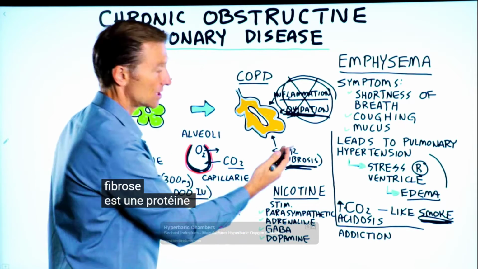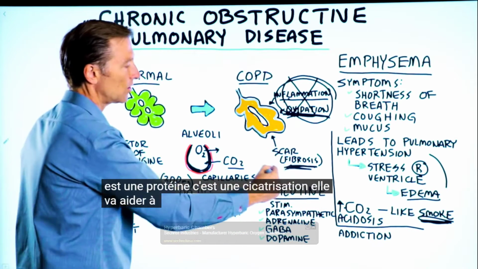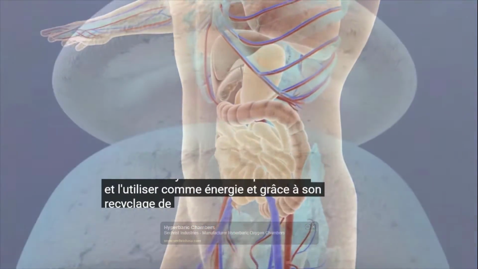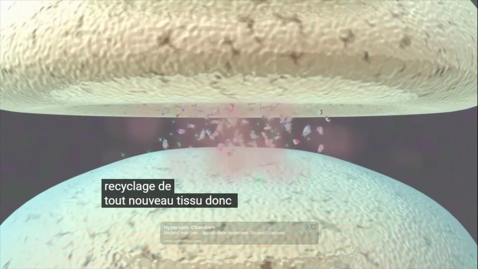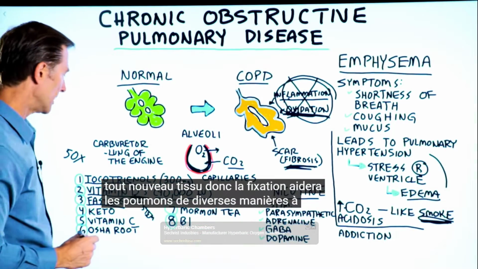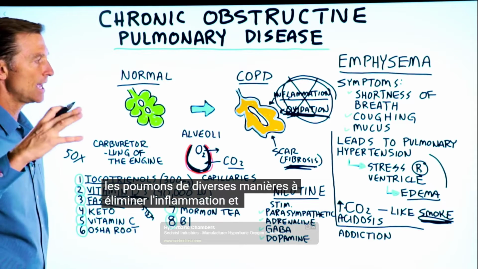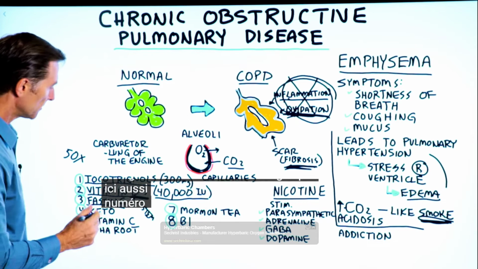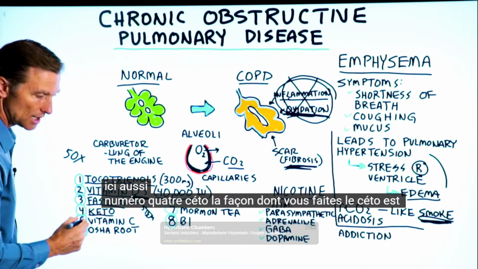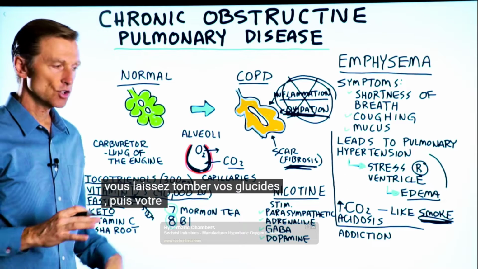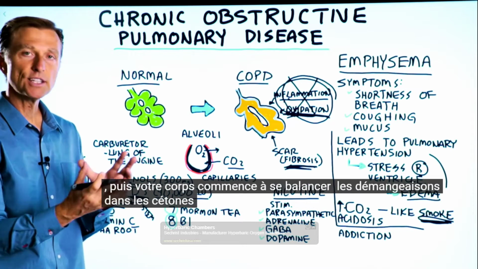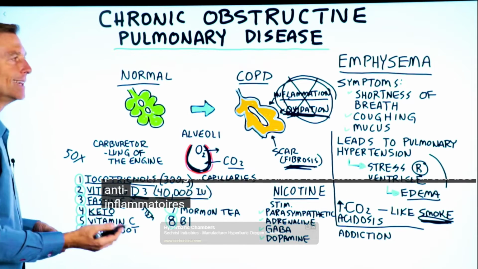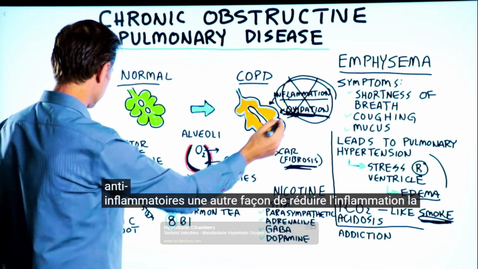Fibrosis is a protein. It's a scarring. It's going to help recycle and break that down and use that as energy, and through its recycling, brand new tissue. So fasting will help the lungs in various ways, dropping inflammation and actually correcting some of this damage as well. Number 4, keto. The way you do keto is you drop your carbohydrates, and then your body starts to switch over into ketones from fat fuel. Ketones are very anti-inflammatory. Again, another way to drop inflammation.